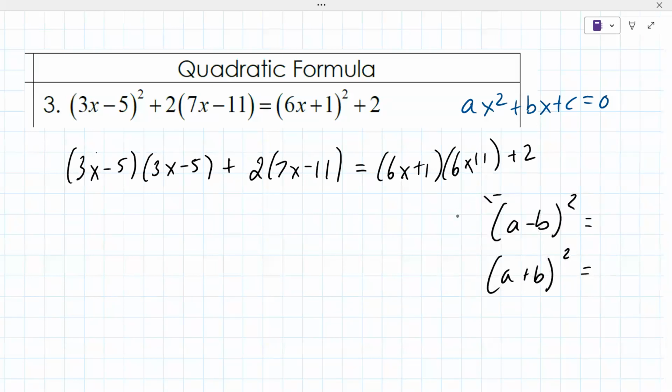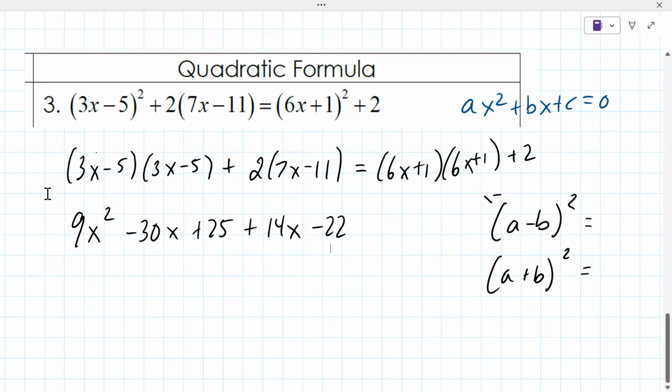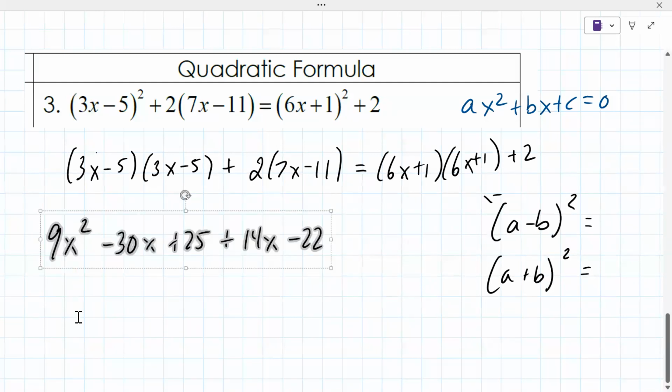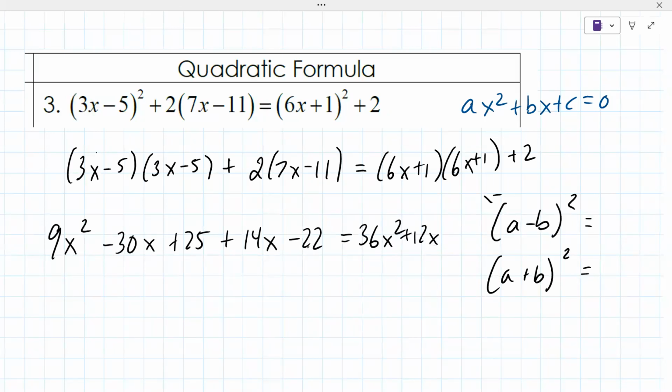6x plus 1. All right, so we got 9x squared minus 30x plus 25 plus 14x minus 22. And then we got 36x squared plus 12x plus 1 plus 2. God, this is really crowded. Don't like this at all.